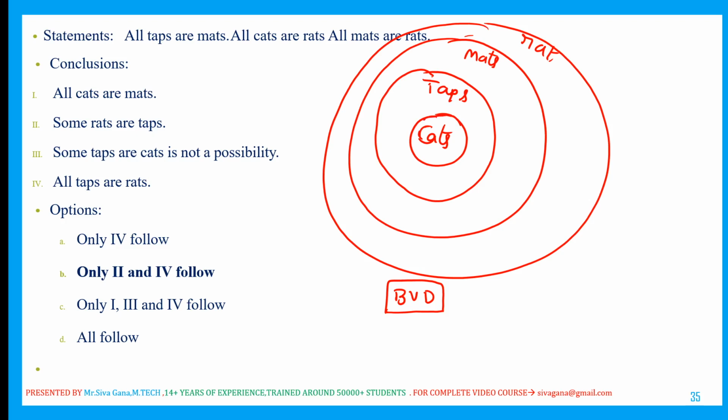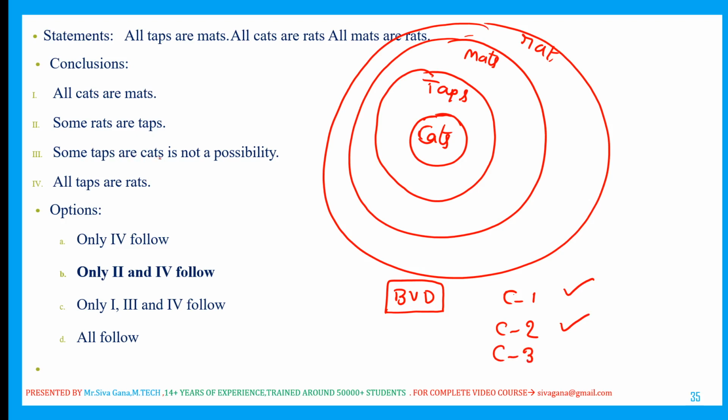So, I am dealing with conclusion 1. What is conclusion 1? All cats are mats. Yeah, that is true. Now, conclusion 2. Some rats are taps. Yeah, that is also true.